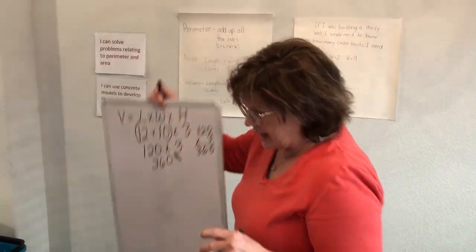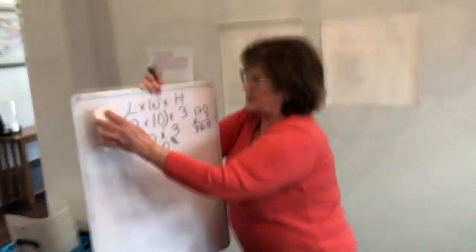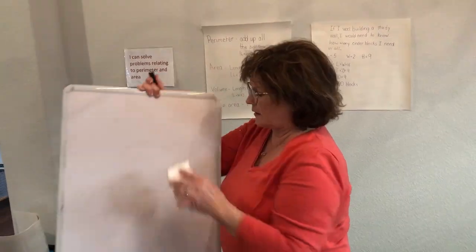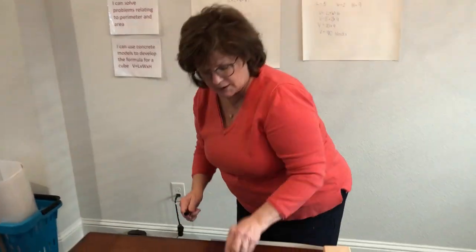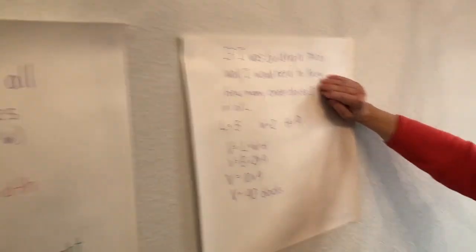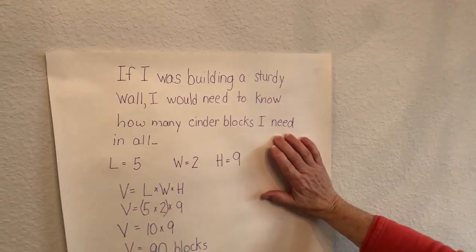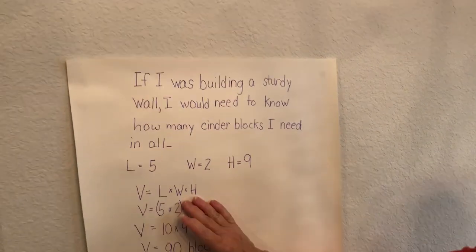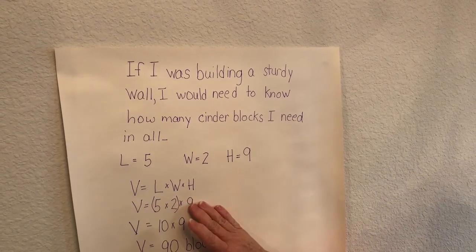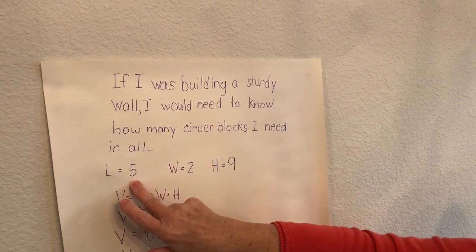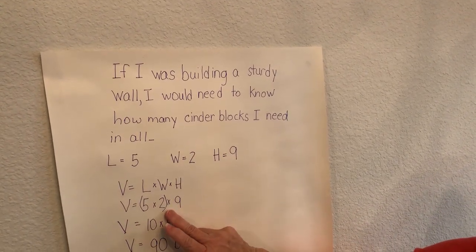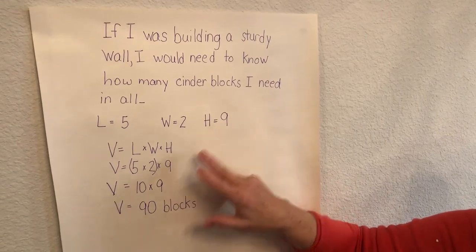Okay, so now I want to do an I do, we do, and then I'm going to let you do the you do's. So our I do, what I'm going to do is walk through this math problem for you. If I was building a sturdy wall, I would need to know how many cinder blocks I need in all. So I would need to know the formula for volume, Braylon. Length times width times height. So what is my length, Gwyneth? 5. What is my width, Matthew? Good, 2. And Blaze, my height is 9.